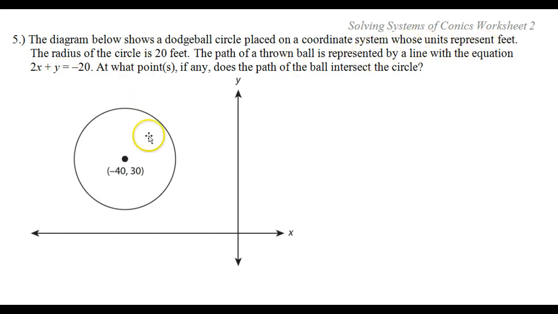The radius of the circle is 20 feet. The path of the ball thrown is represented by a line with the equation 2x plus y equals negative 20. At what point or points, if any, does the path of the ball intersect the circle?